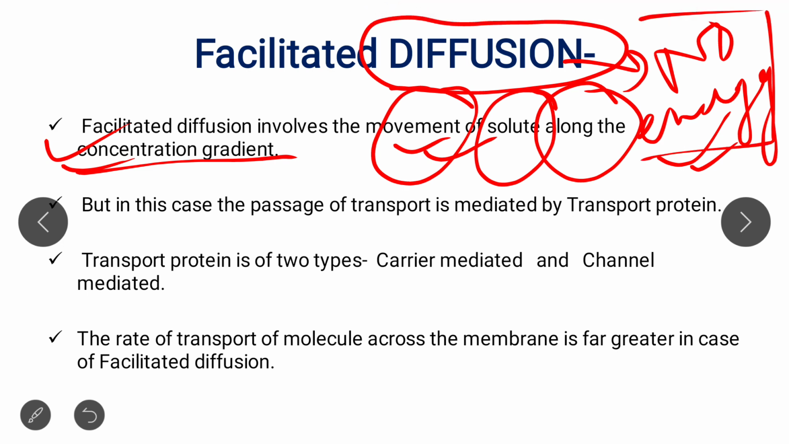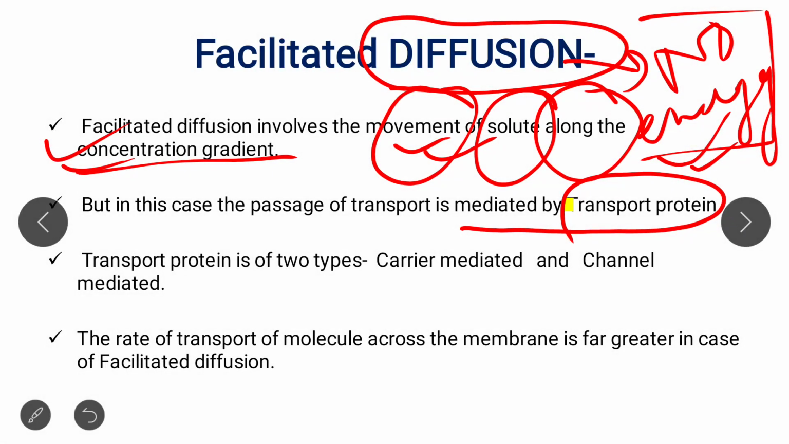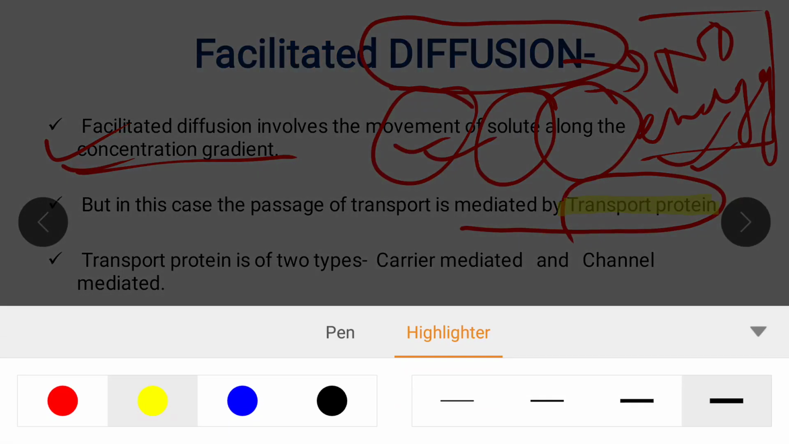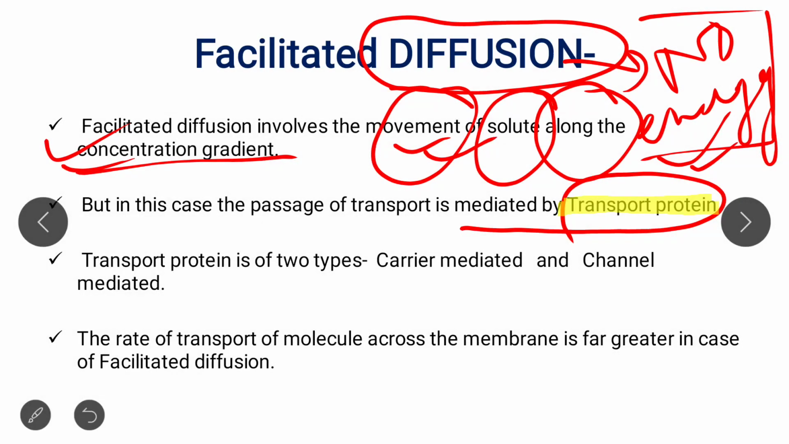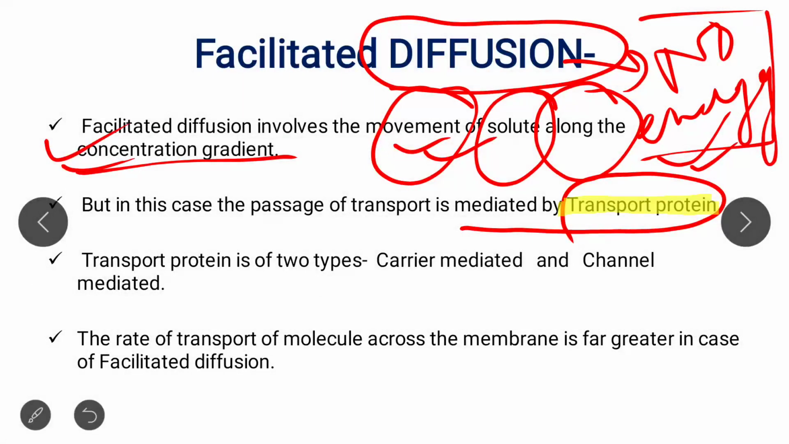Clear? Second point: facilitated diffusion is basically mediated by transport proteins. I highlight that word, transport proteins. But in case of simple diffusion, no transport proteins are required. Now, what are these two types of transport protein?